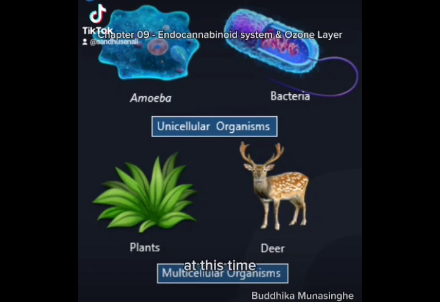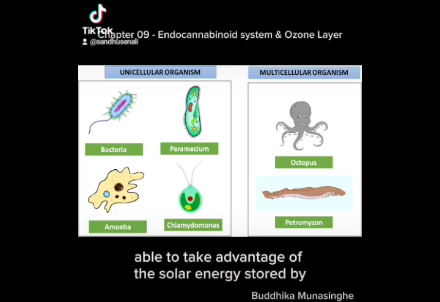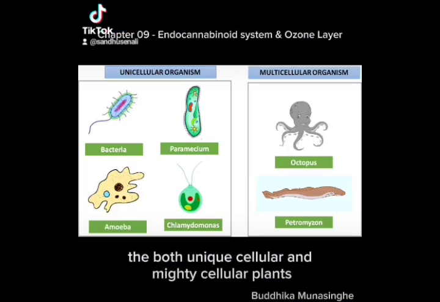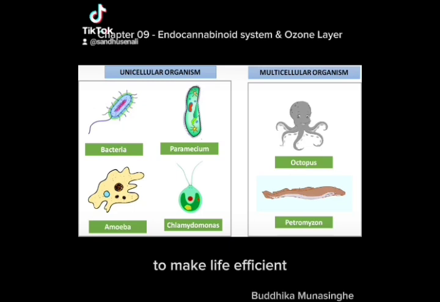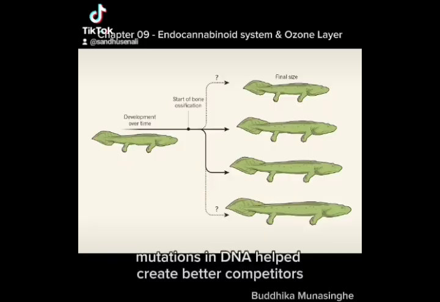At this time, both unicellular and multicellular organisms were abundant throughout the ocean. Herbivores evolved to take advantage of the solar energy stored by both unicellular and multicellular plants. Predators evolved to eat herbivores, since the time between birth and death was short. It was necessary to compete to make life efficient. Mutations in DNA helped create better competitors.